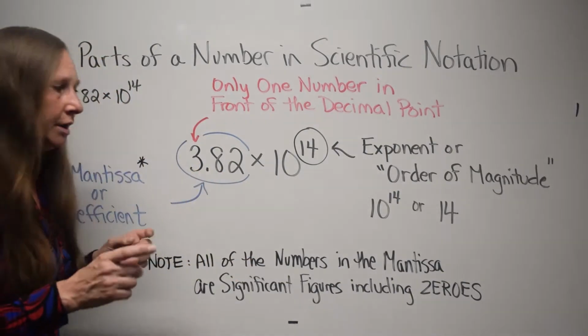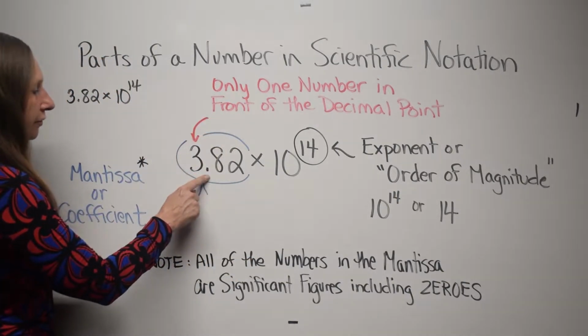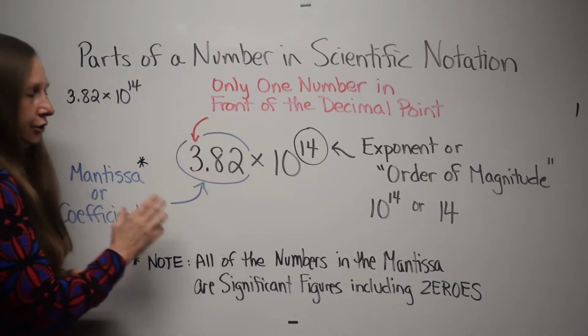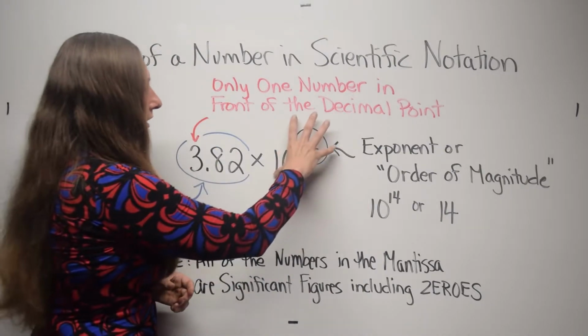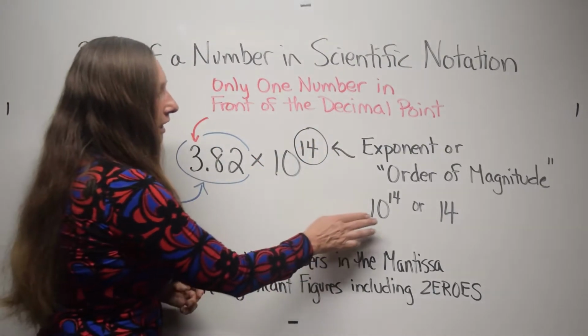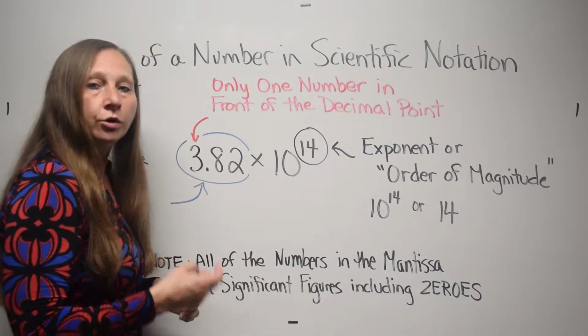And again, the 3 parts: one number in front of the decimal. The whole beginning is called the mantissa. And the 10 to the 14th, or the 14, this part after the multiplication sign, is called the exponent or the order of magnitude.